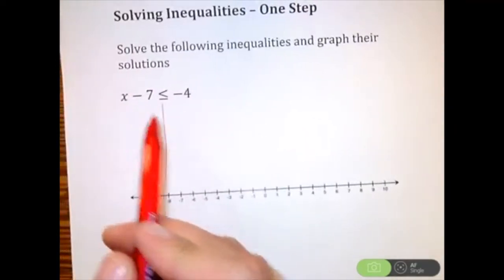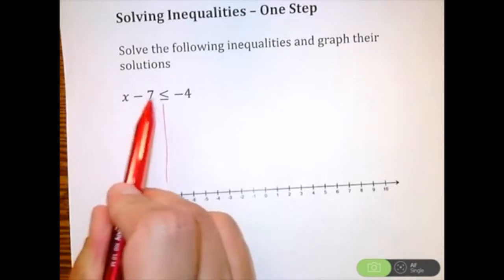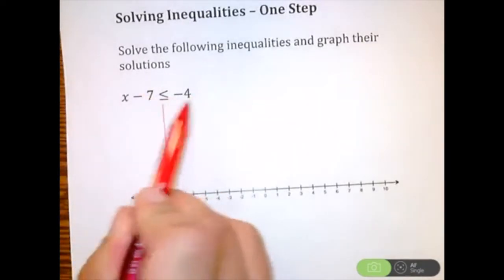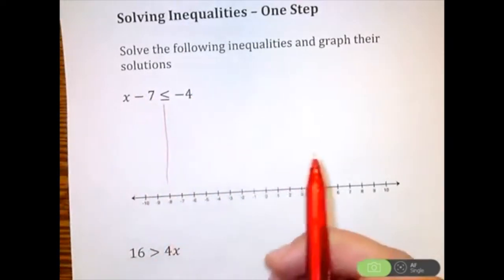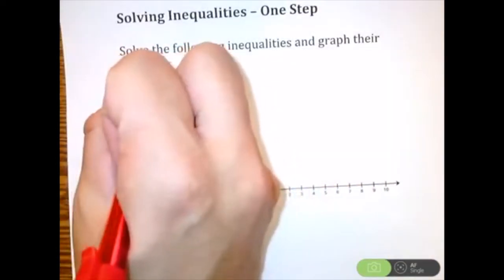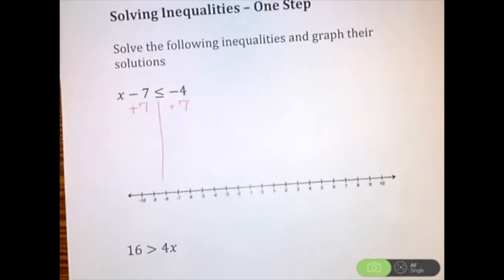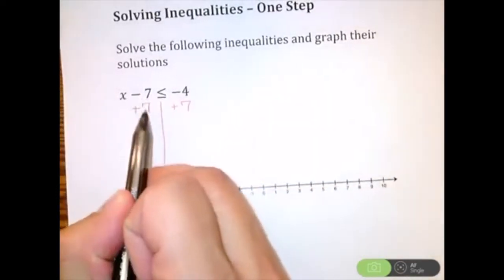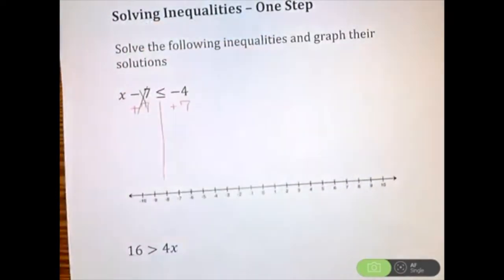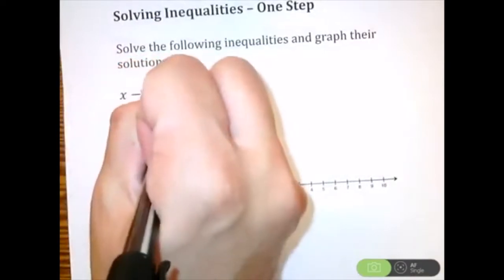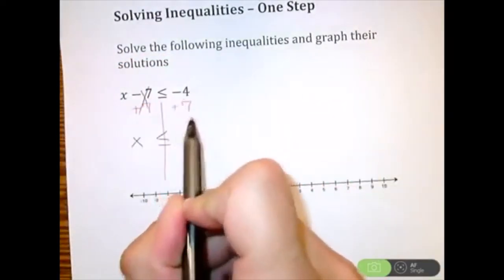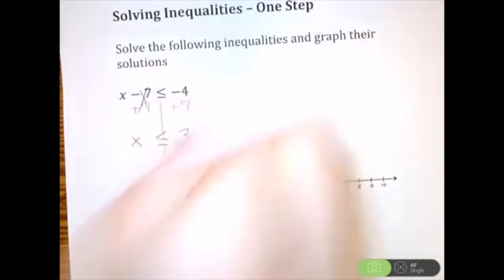So if I want to get x by itself here, I worry about this minus 7. Negative 4 is on the other side. The opposite of subtracting 7 is add 7 to both sides. If we do that, the 7's are opposite. Minus 7 plus 7, that's gone. So we have x is less than or equal to negative 4 plus 7, which is 3.